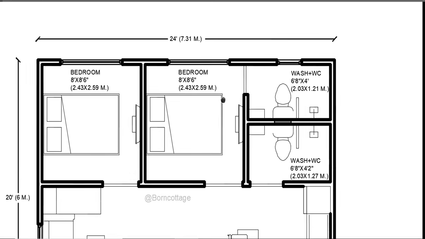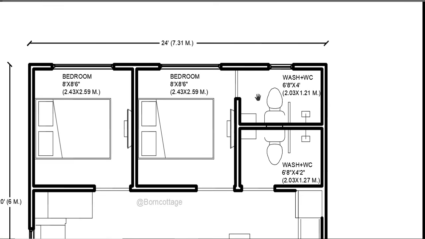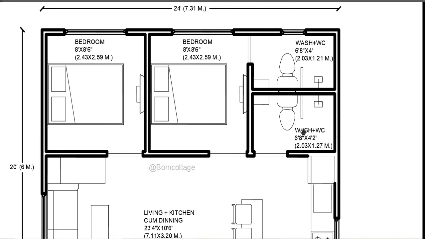If we go on the right side, so we have attached washroom plus water closet with this room. You can see here the wash basin, water closet and the shower area, and we have a ventilator for ventilation of this washroom. And on the right side we have common use washroom plus water closet here. You can see here the wash basin, water closet and the shower area. So this is the floor plan of the house you are watching on the screen.